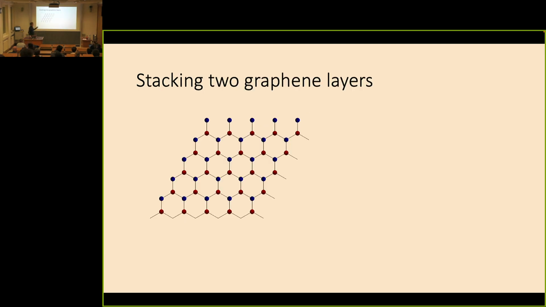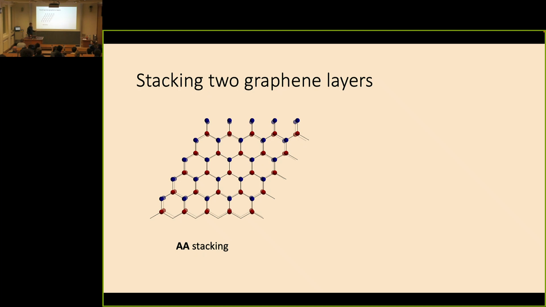So this is just a top view with my A and B sublattices. The simplest thing I can do is smack another layer on top of it, in the same position. This is what we call AA stacking, because the A sublattice of one layer is on the A sublattice of the other layer.